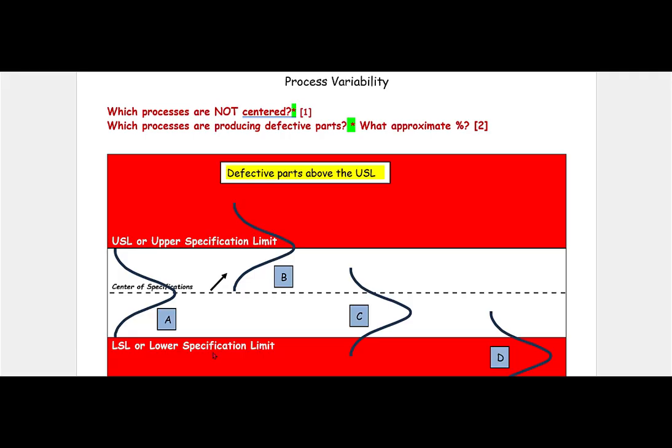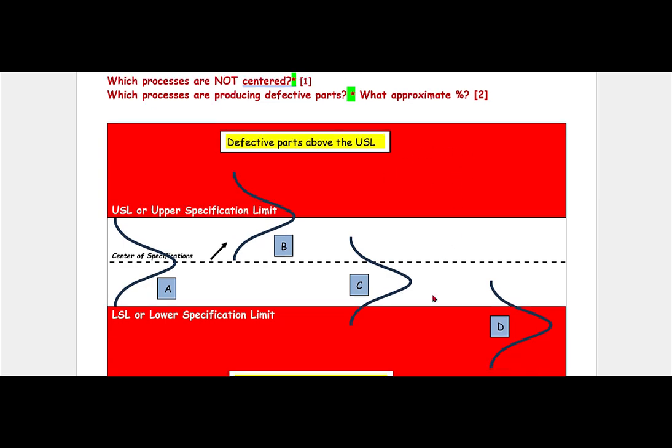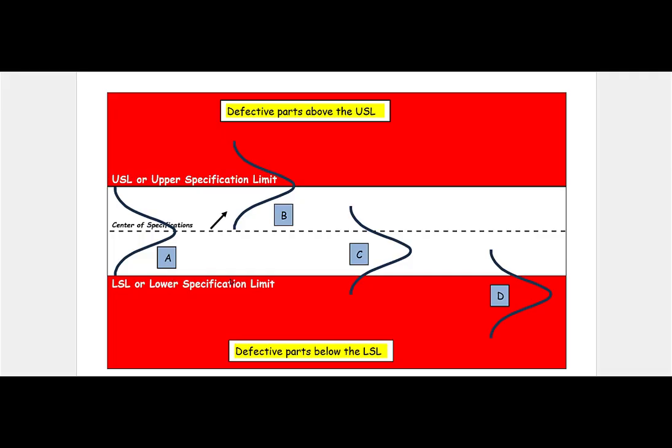Now, sometimes the machinery used to make the parts cannot meet the engineering specifications, or lower and upper specification limits. So here's a situation where, again, here's the upper specification limit. Any parts that go beyond this limit are considered to be defective. Any parts that go below this limit are considered to be defective. And of course, this dashed line is the center of specifications, which is where we want our part variation to be centered on, if at all possible.